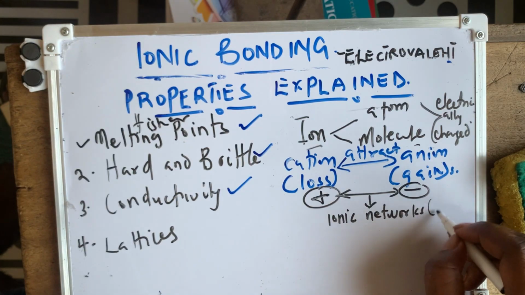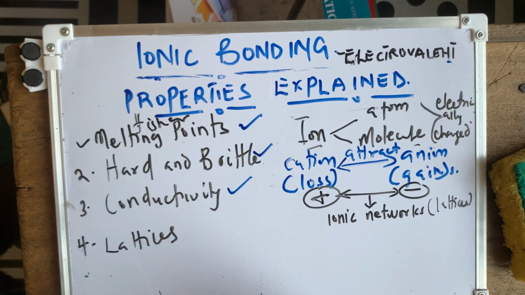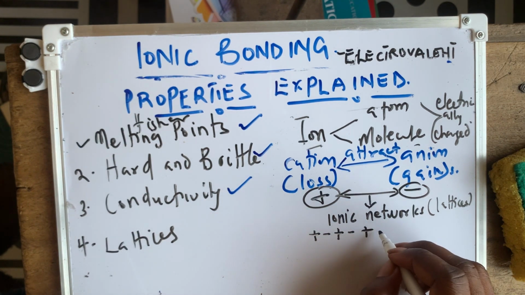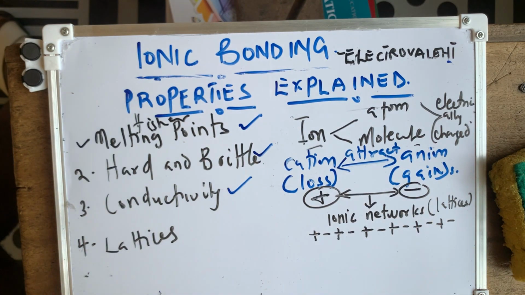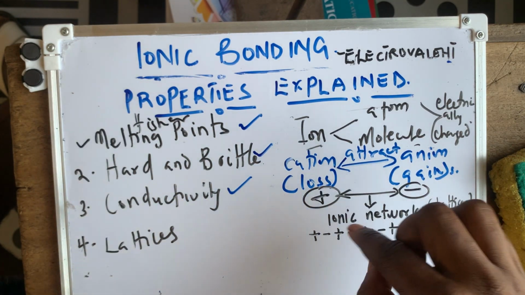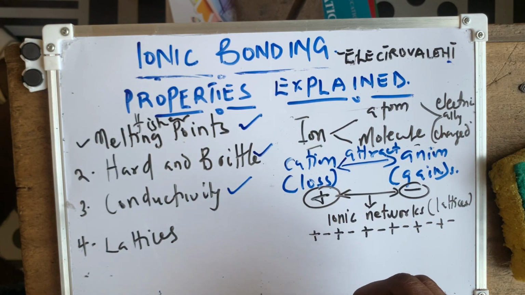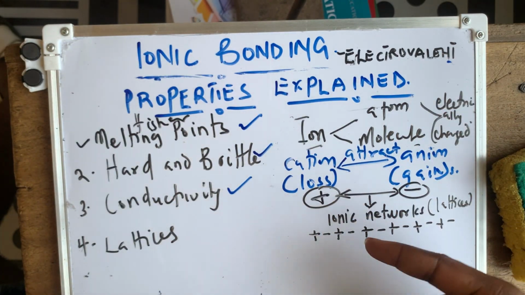And this ionic network is what we call the lattice. Positive, negative, positive, negative, positive, negative, positive, negative. It creates a lattice. And you can explain the positions in this lattice very well by electrostatics. So we say electrostatics explains why this happens.